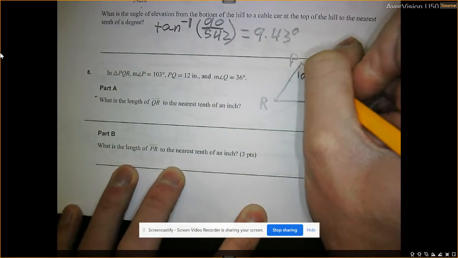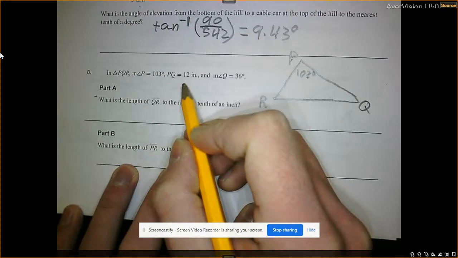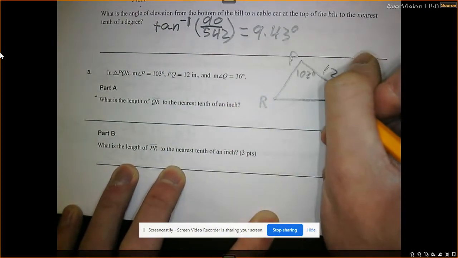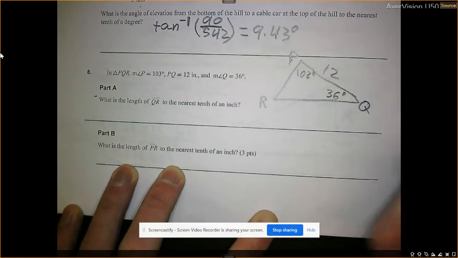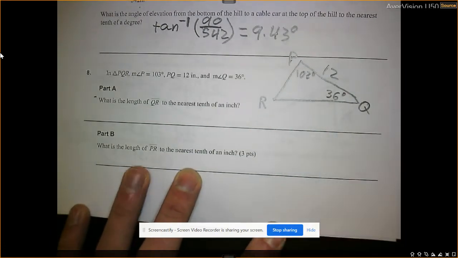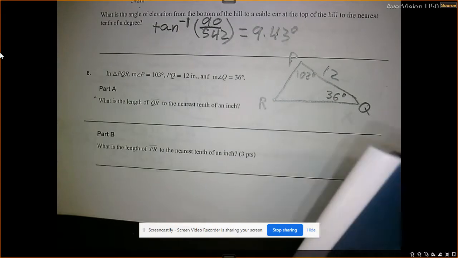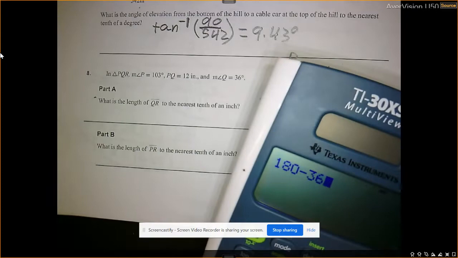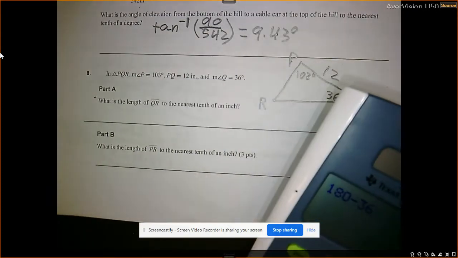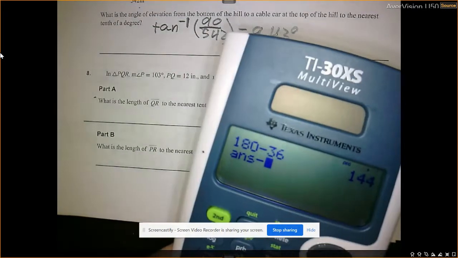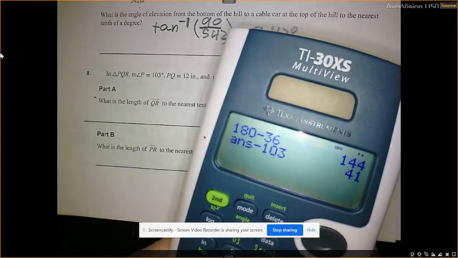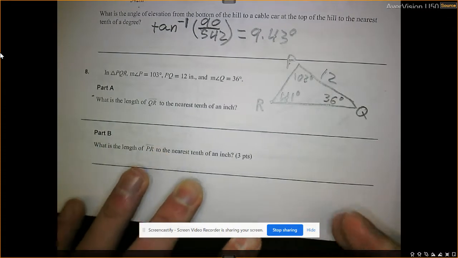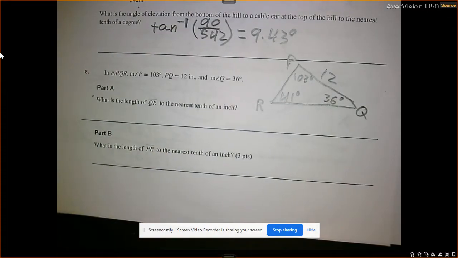So we'll call this 103 up here. PQ then is 12 inches. Label it 12. Angle Q is 36 degrees. And if you're given two angles, then you know the third, because the third has to get you to 180. So I would go 180 minus 36 minus 103. That is 41, so that means this last angle here is 41 degrees. We needed that so that we could use the law of sines.